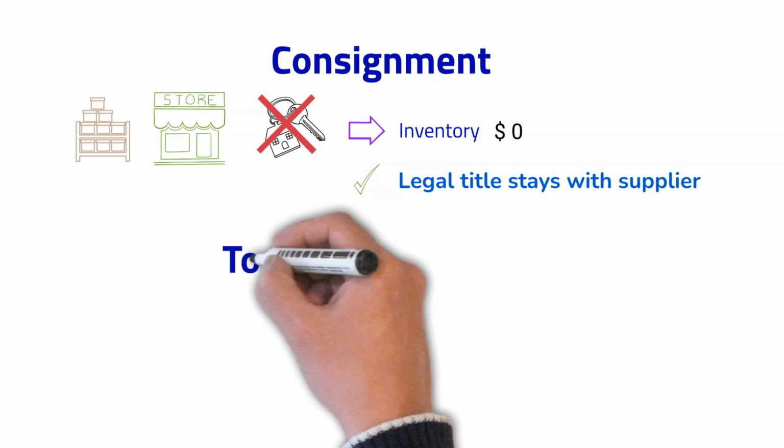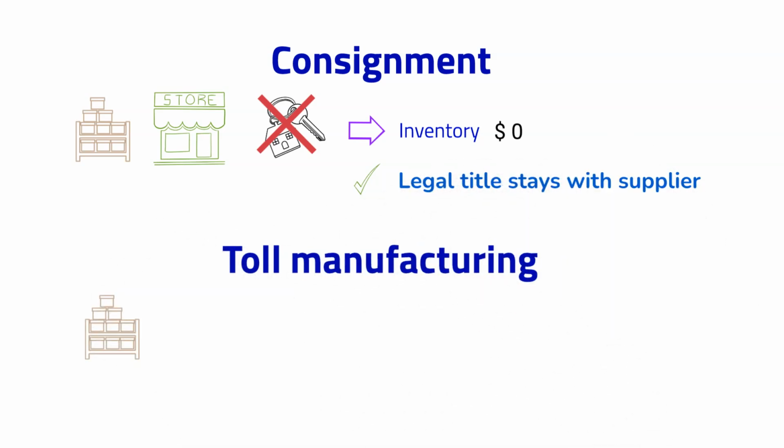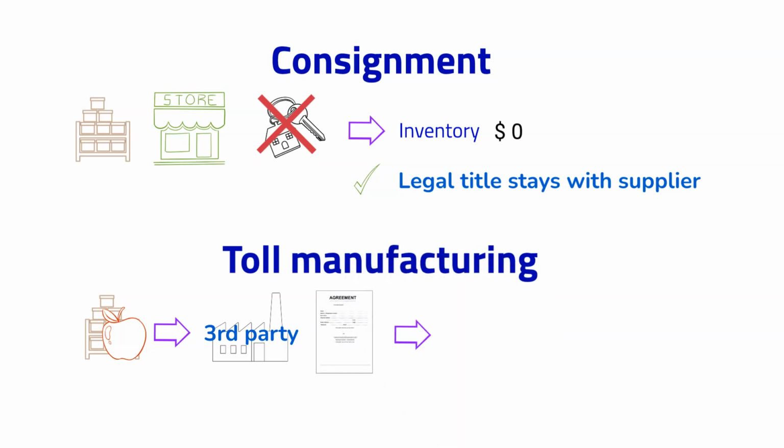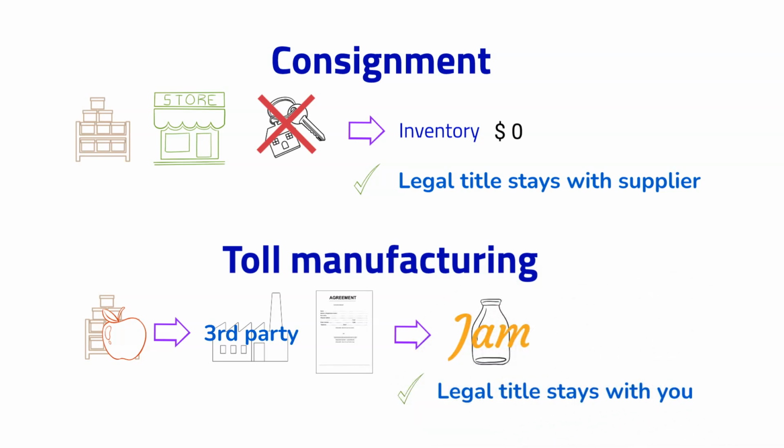Toll manufacturing and third-party logistics. Your goods can live in another company's plant or warehouse. For example, you ask someone to process the apples for you and return jam to you, and you only pay for service. You don't sell apples to your contract manufacturer. The inventory is still yours, even if it sits in someone else's building.